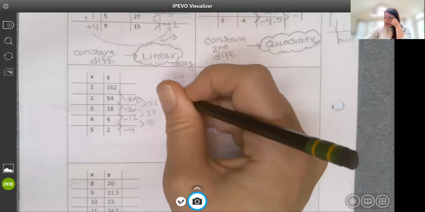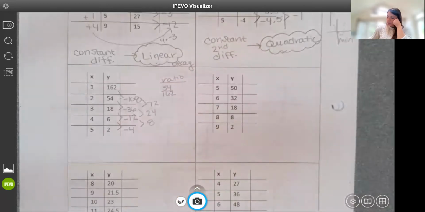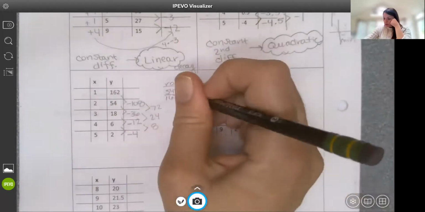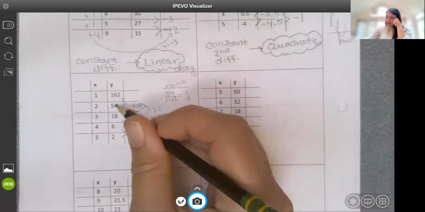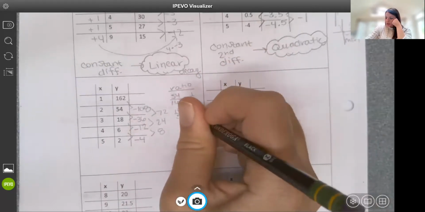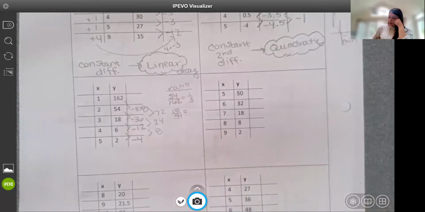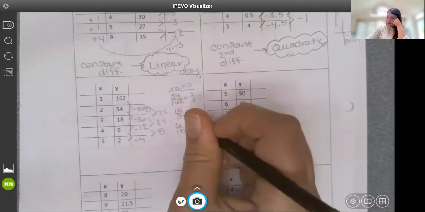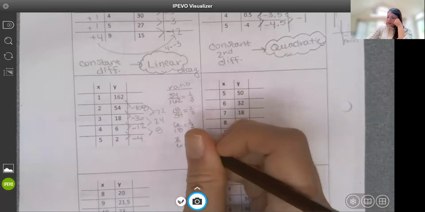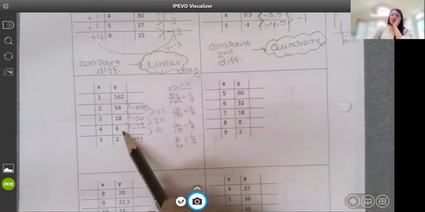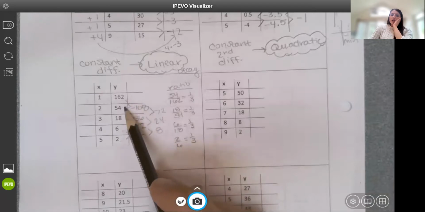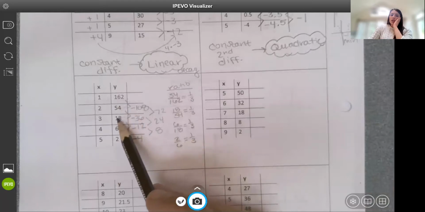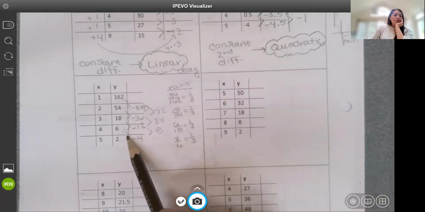From 54 to 162, 54 over 162, when I look at my calculator, reduces to 1/3. 18 to 54 also reduces to 1/3. 6/18 also reduces to 1/3. 2/6 also reduces to 1/3. And like I say, you can go 2 to 6, 6 to 18, or I could have gone this way and it would have also had a ratio of 3: 162 over 54, 54 over 18, 18 over 6, and 6 over 2.